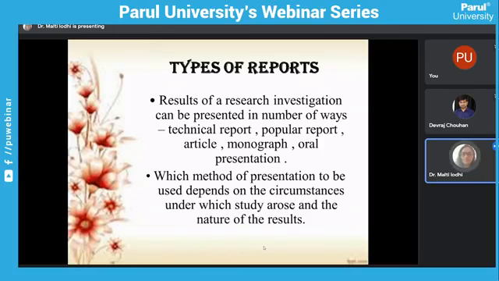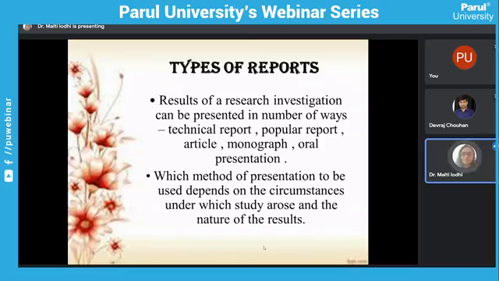So the results of the research investigations can be presented in a number of ways. Technical report can be disseminated, that is called the technical report. Then popular report, articles, monograph, oral presentations. These all are the methods which we can use for disseminating or presenting our report.